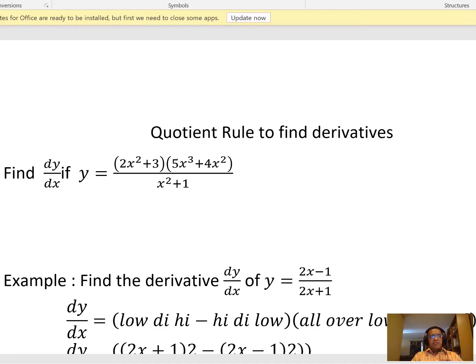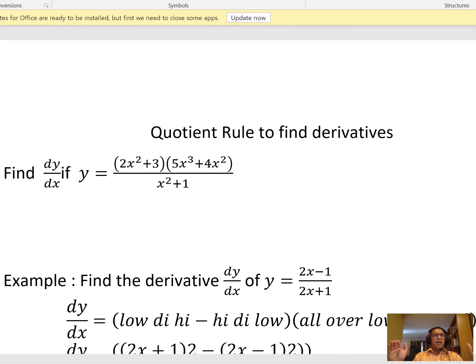Hi again. So this is my video on the quotient rule for derivatives. This is one of the rules for derivatives that we are going to use to make our calculation of derivatives simpler. So let's find out why we need the quotient rule. Let's start from the beginning.